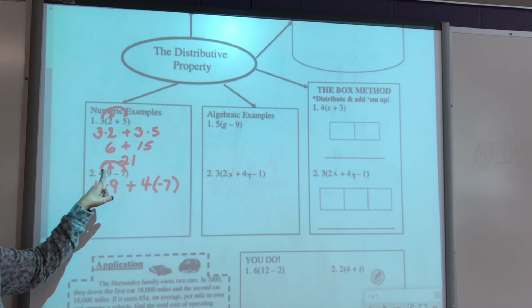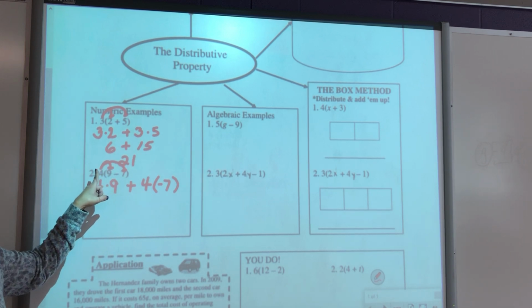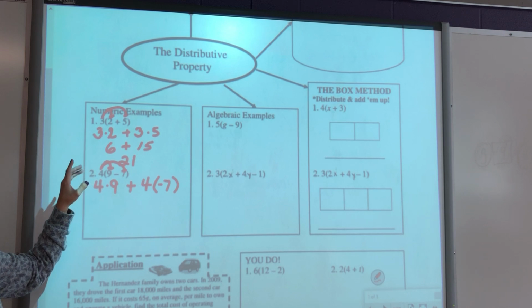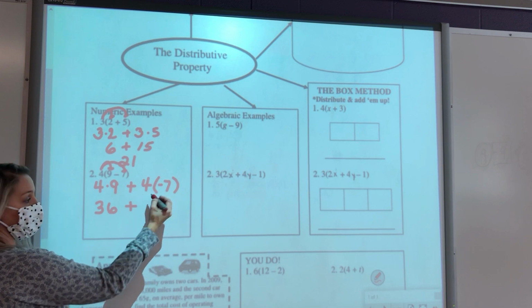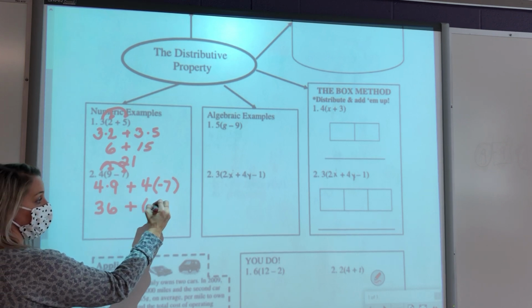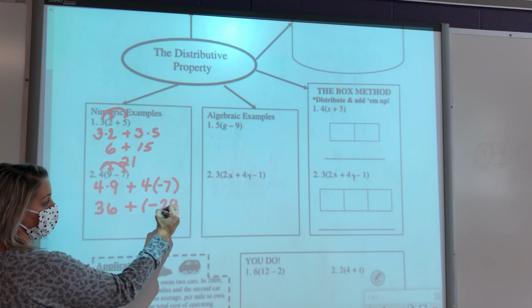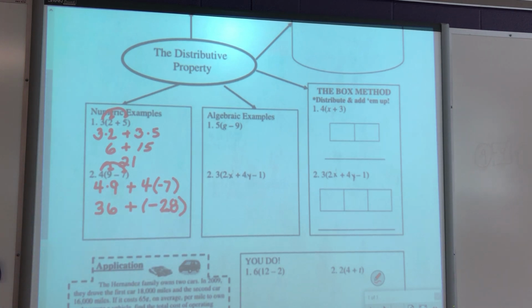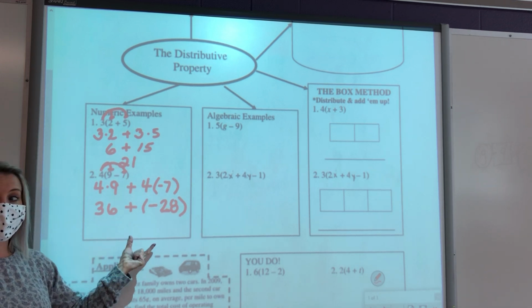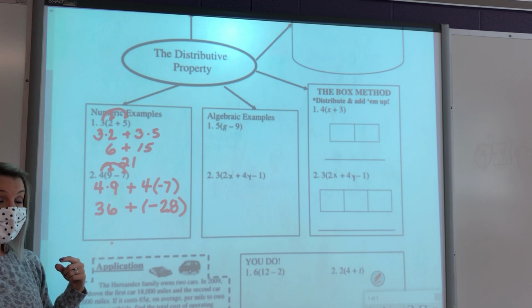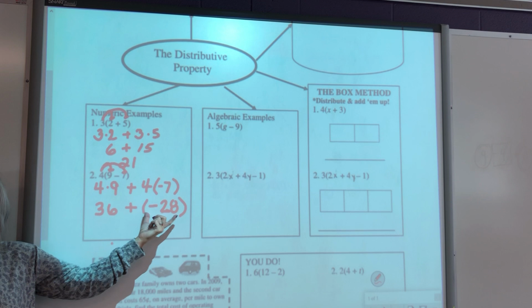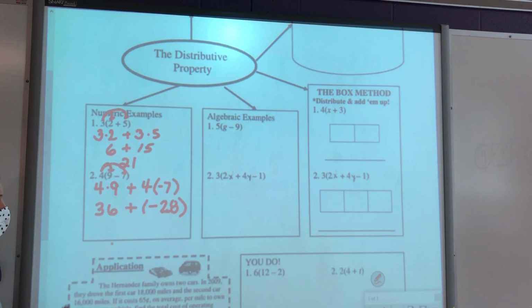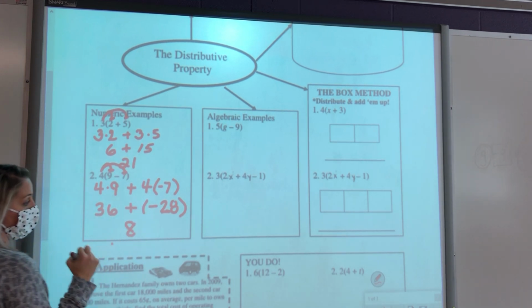So 4 times 9 is 36. 4 times negative 7, negative 28. Okay. Same sign, add, different sign, subtract. Very good. So 36 plus negative 28, I'm actually going to subtract 36 minus 28 to get 8.